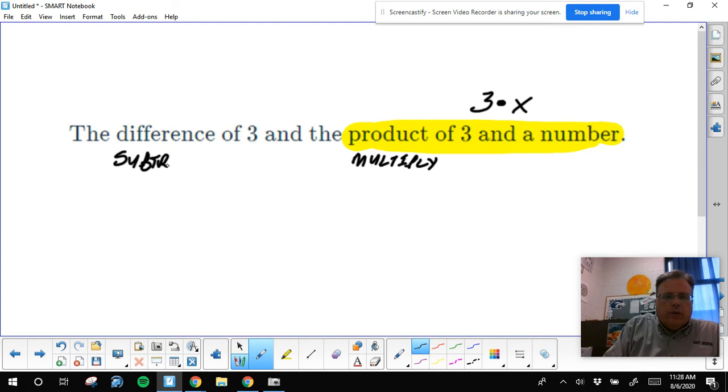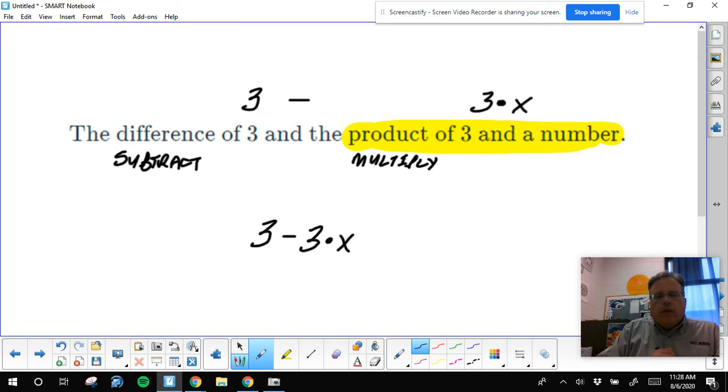It's a little confusing, but when they use the word difference for subtract, order is important here. 3 goes first. So this 3 is subtracted by 3 times x. And if we bring all that together, that's 3 subtract 3 times x.